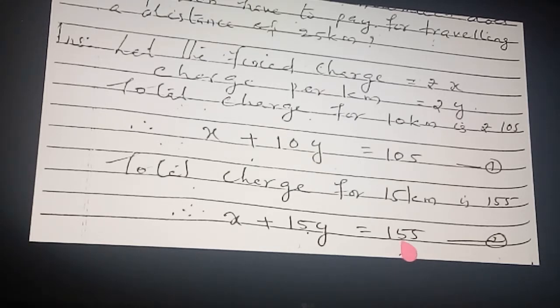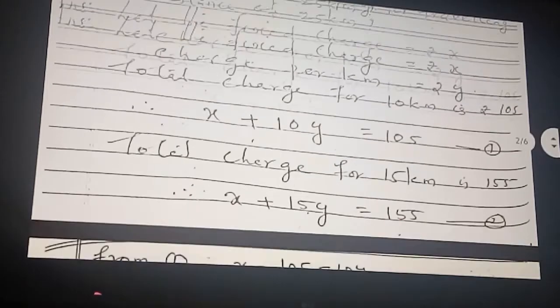Now you solve it by your own method. Okay, now your own work. Both equations are made, so we can solve now.